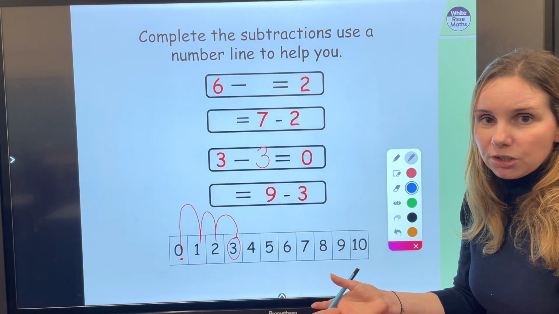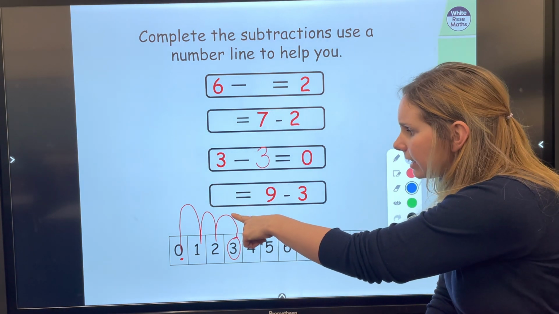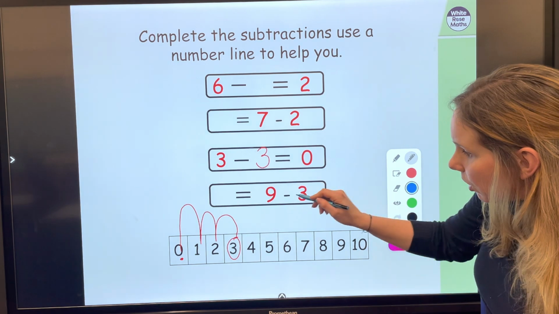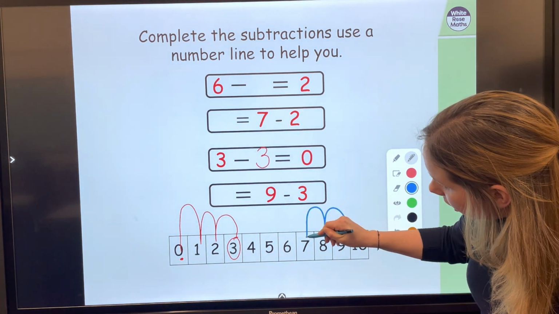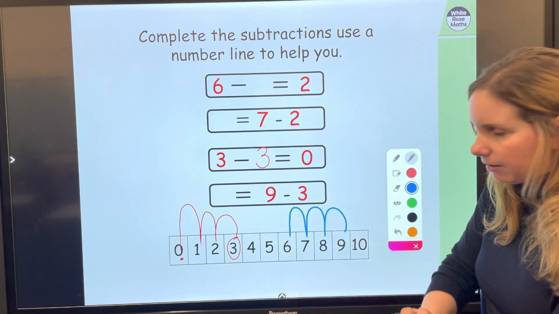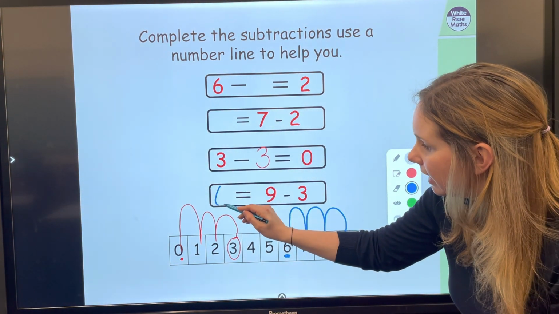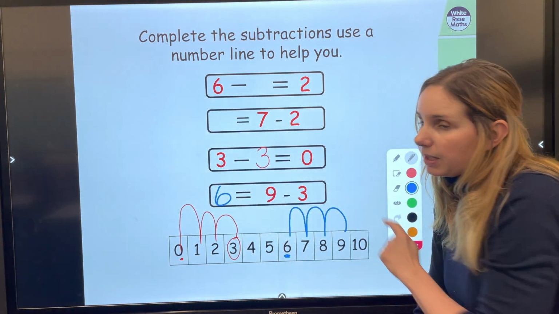This is why we must concentrate, Mrs. Eastwood. The answer, I need to find the answer. 9 subtract 3. So 9, and I'm going to subtract 3. 1, 2, 3. Okay, what number did I land on? 6. I know that 9 subtract 3 equals 6.